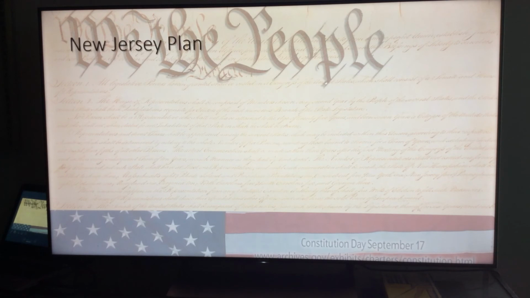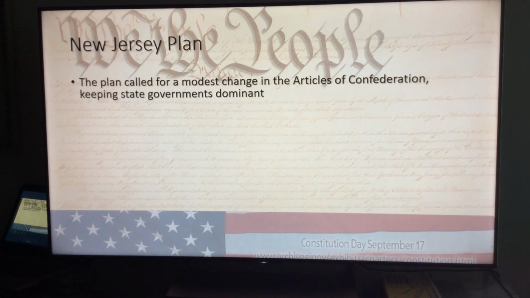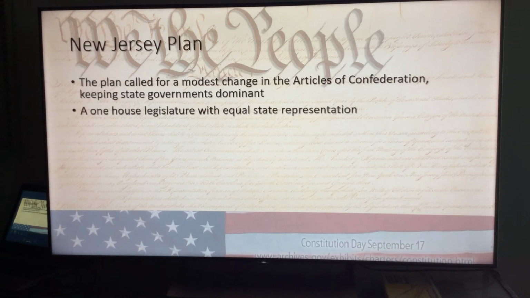All right, second plan, New Jersey plan. Pretty much the opposite of everything that Virginia wanted. Plan called for a modest change. They wanted to keep the Articles of Confederation, strong state governments, a one-house legislature with equal state representation, one state, one vote. So Virginia would have one vote, New Jersey would have one vote, New York would have one vote, one state, one vote.